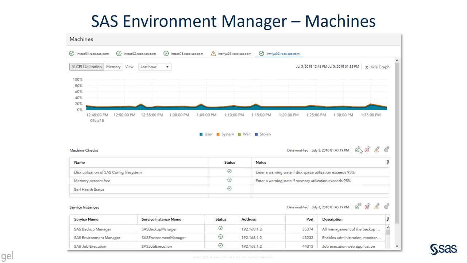Again, I'm looking for outliers here. If I scan across the machines and I see one machine doing a lot more work than the others, I know I have an issue.